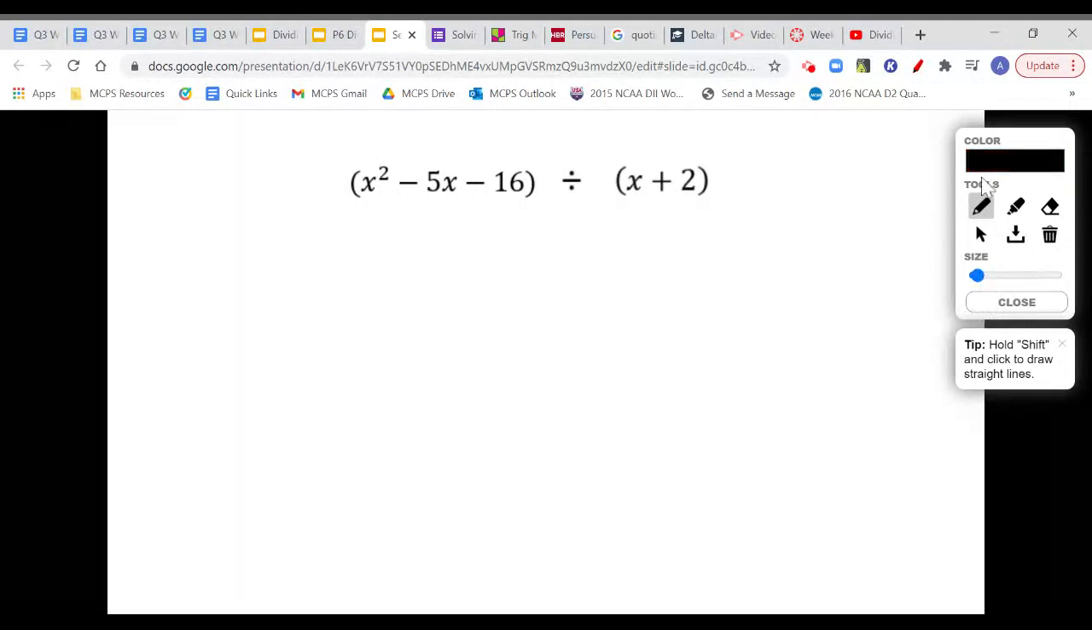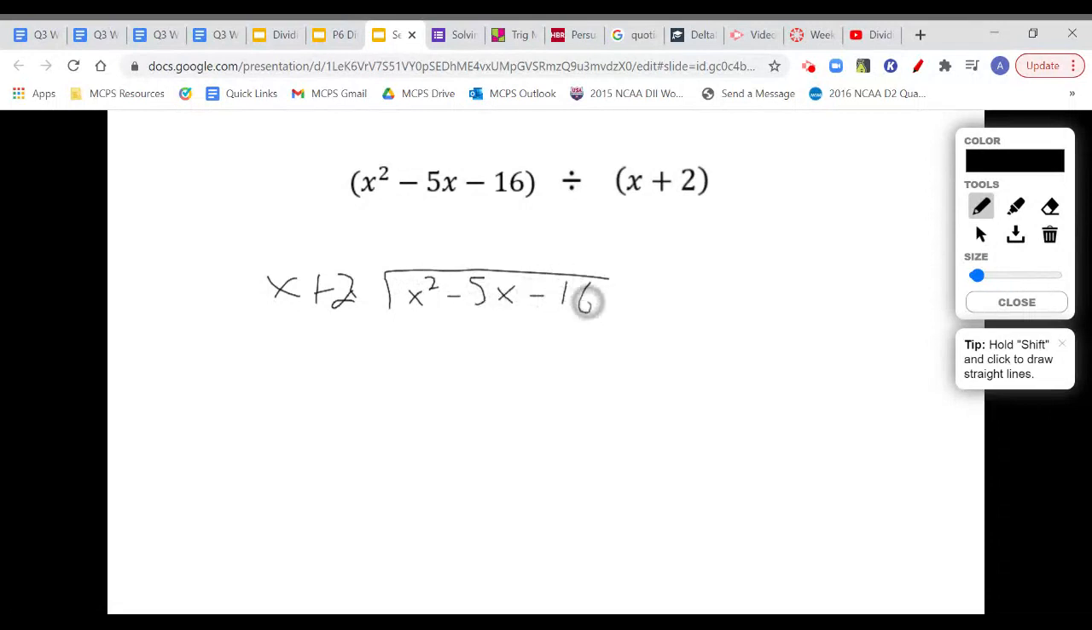So I'm going to set up this long division. We have x plus 2 on the outside of the symbol, and then we have x squared minus 5x minus 16. X goes into x squared x times. That leaves me with x squared plus 2x. I subtract that. I'm left with 0 minus 7x. How many times does x go into -7x?